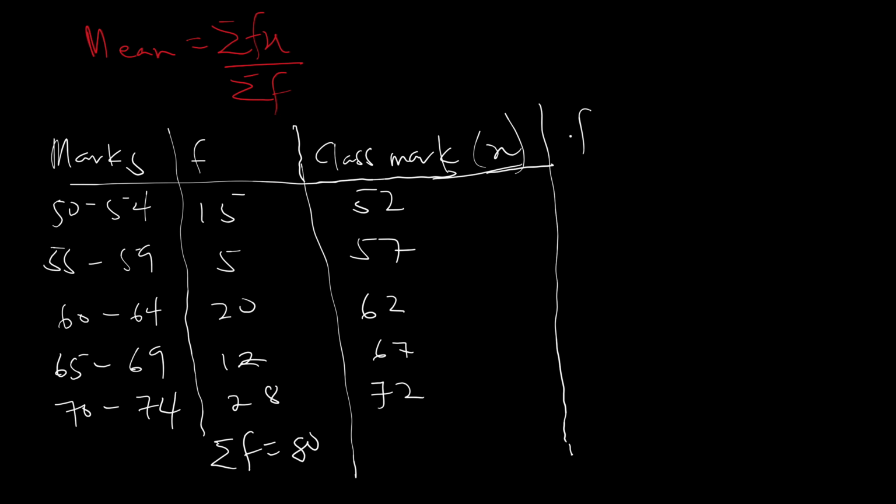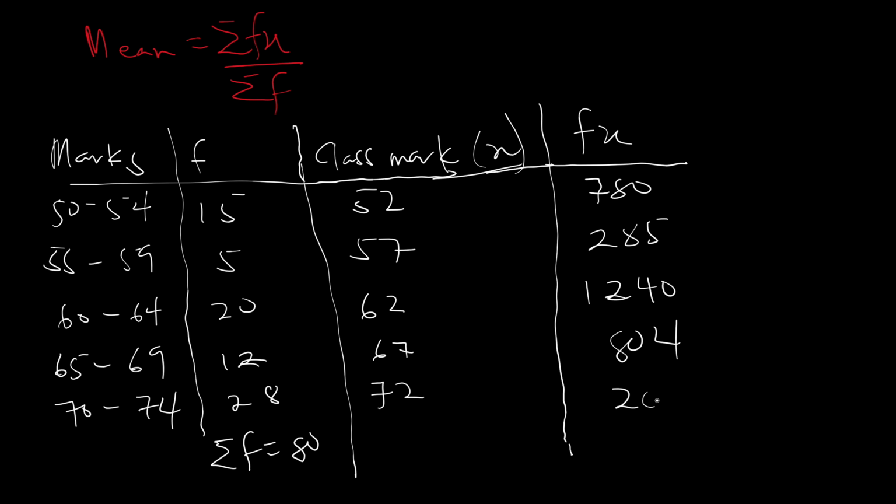Now finding fx, which is the product of f and x. So 15 times 52, we should have 780. Then 5 times 57, we have 285. Then for the next ones, we have 1,240, then we have 804, then we have 2016. So the sum of fx should be equal to 5125.